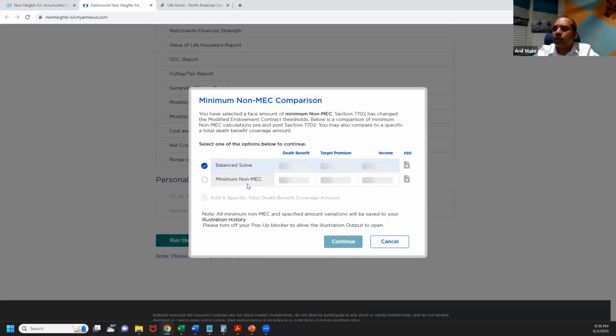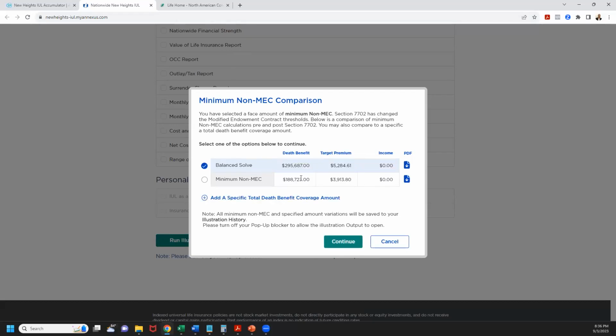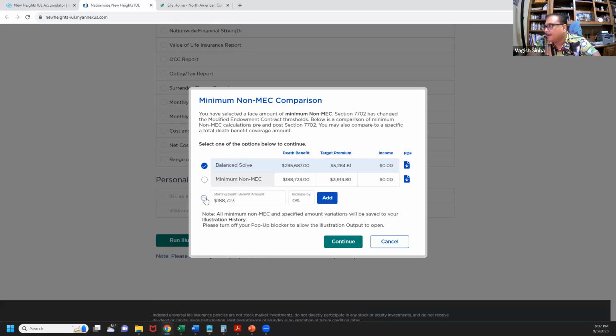Run illustration. It is calculating the balance solve. So, 295K death benefit and target premium is $5,000. Hold on, sir. There is another thing you can add here: a specific total death benefit. Click on add. You're saying 188 is the minimum, 295. Let's say you want to make it 350. Just add 350 there on the death benefit side, so the starting death benefit will be this.